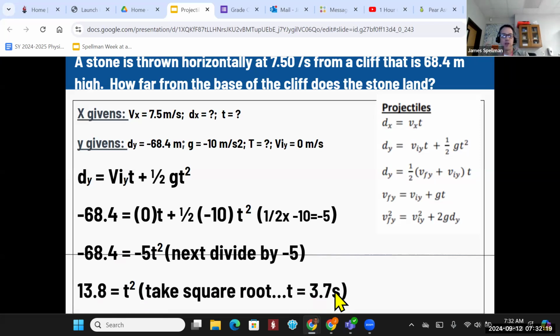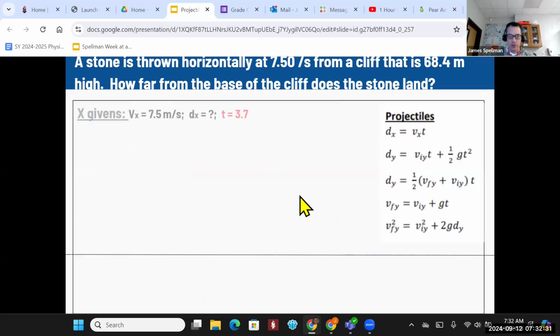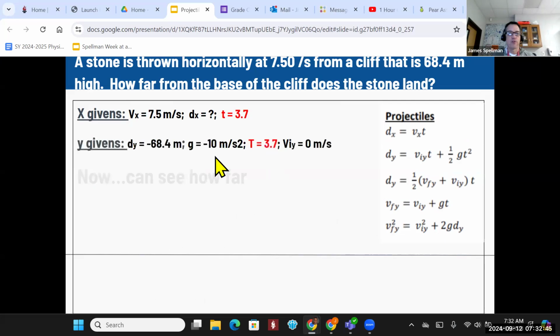Okay, great. We got an answer. We're done. No, we're not. Because t is our time, which is 3.7. That's not what we're trying to find out. We're trying to find how far the stone lands. But we needed to get this first, so then we can come back over and plug it into the x part, because we're trying to find the distance that it goes. We knew how fast it was going, but we didn't know how long it was flying. Now we know how fast it's going. We know how long it's flying, so we should be able to figure out how far it goes.